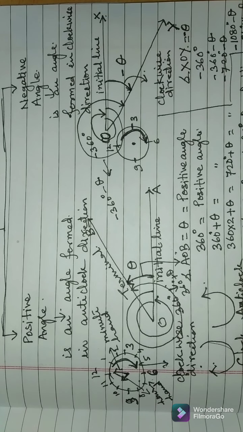So in this way, if the angle is formed in the clockwise direction, the angle is called a negative angle, and if the angle is formed in the anti-clockwise direction, the angle will be positive, and the measurement of the angle can be more than 360 degree, which you have not been taught in class 10.